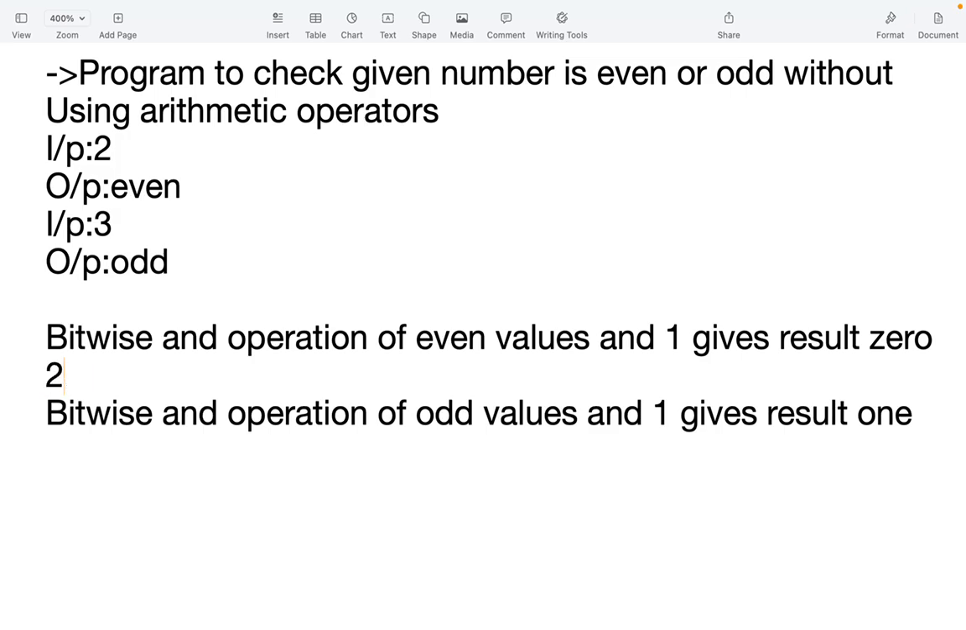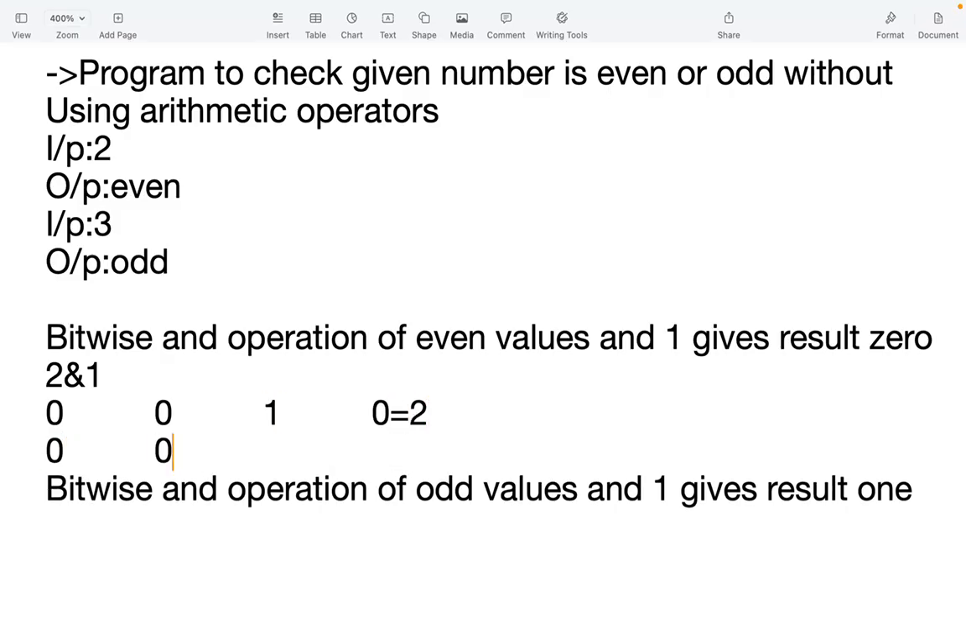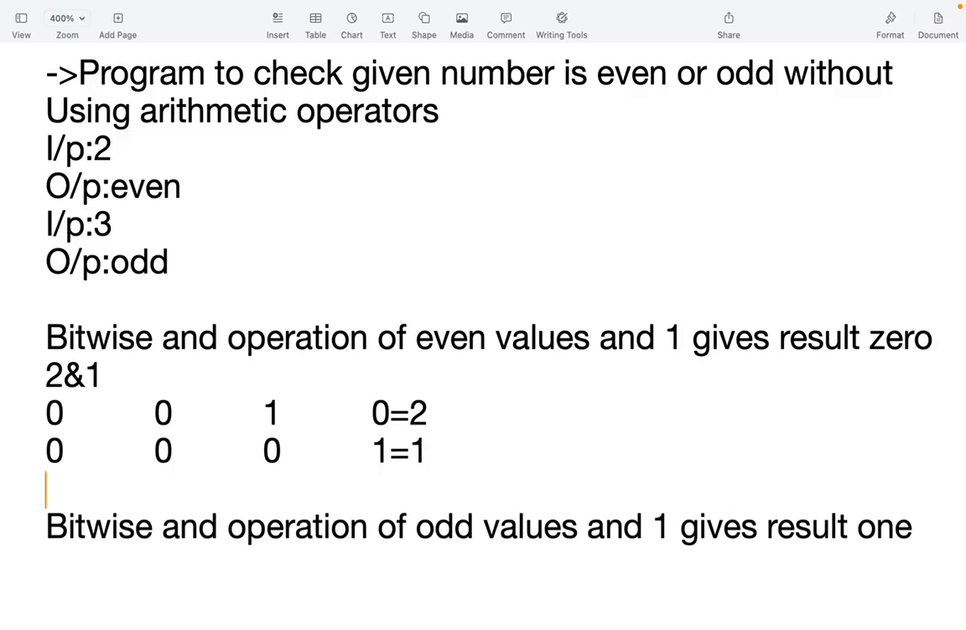First of all, let us check for even values. Okay. So let us take 2 and 1 in binary form. 2 in binary form is 0010 and 1 in binary form is 0001. Applying the AND operation, what will you get? 0, 0, 0, and 0. So the entire result you can observe as 0 here.